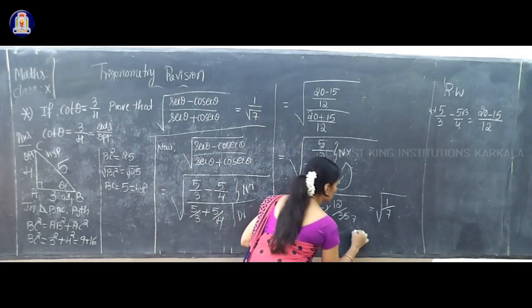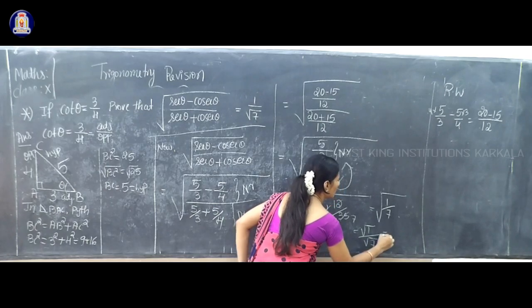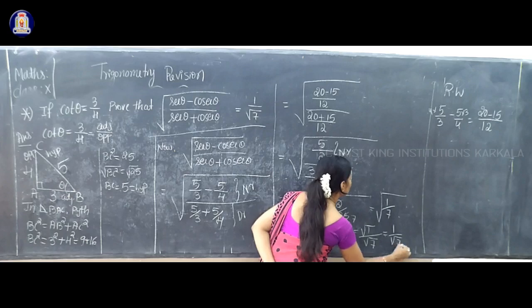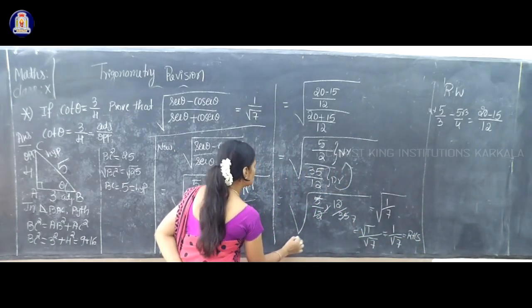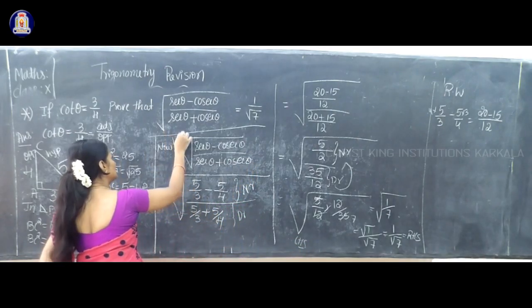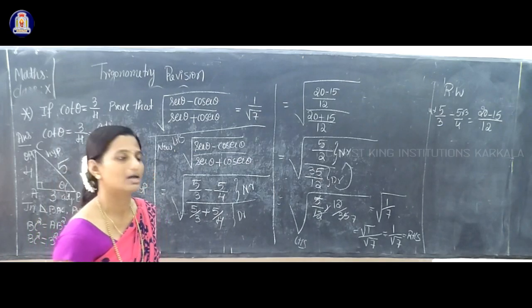How to split this? We can split this one. Square root of 1 divided by square root of 7. Square root of 1 is what? 1 divided by square root of 7, which is equal to RHS side. So therefore LHS side is equal to RHS side. You can start by taking this as LHS side. Therefore LHS side is equal to RHS side.